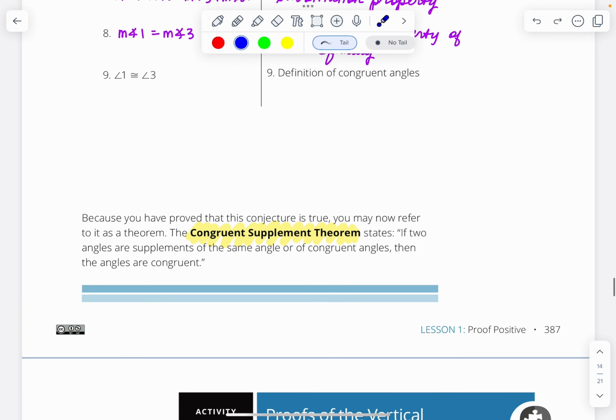We're going to stop there. We've done all this work, and now we can change this conjecture to a theorem because we've proved it. So that's now called the congruent supplement theorem: if two angles are supplements of the same angle or congruent angles, then the angles are congruent. So we can add that to our list of theorems.